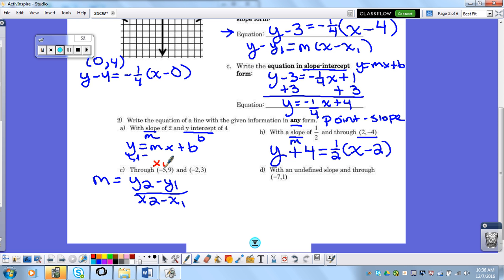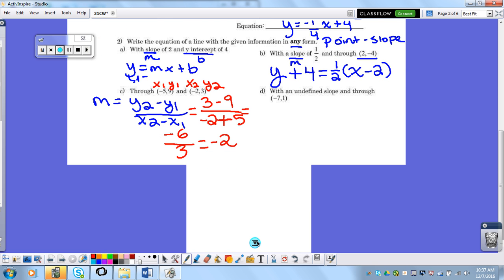So it is x1, y1, x2, y2, because you have 1 point and 2 points. Plug it in: 3 minus 9 all over negative 2 minus negative 5. If you notice, I have two negatives. When I have two negatives, that becomes a positive. So 3 minus 9 is negative 6. Negative 2 plus 5 is 3. Negative 6 divided by 3 is negative 2. So that represents my slope.